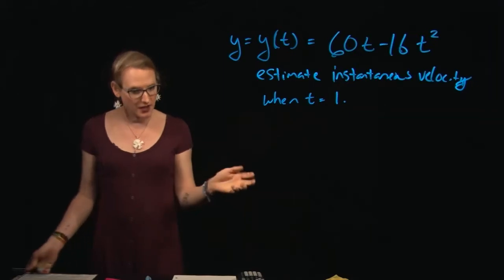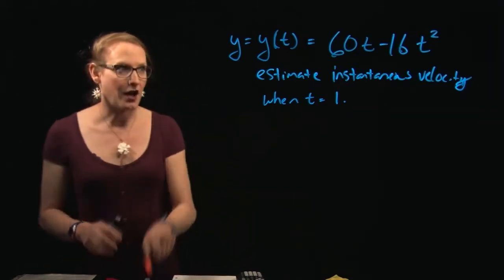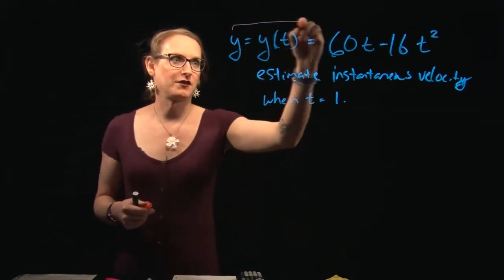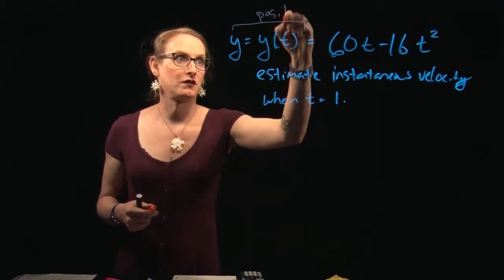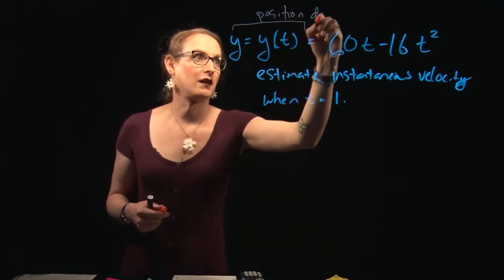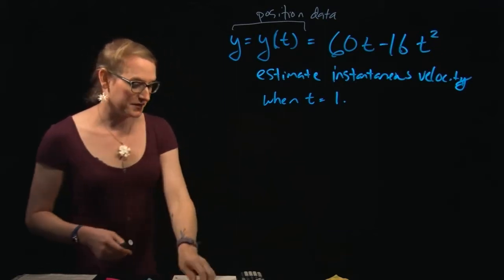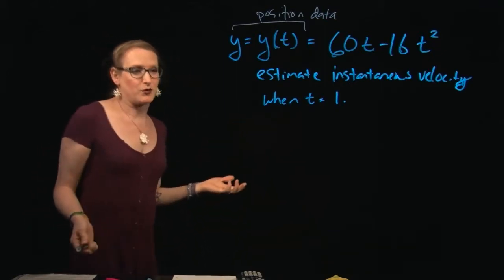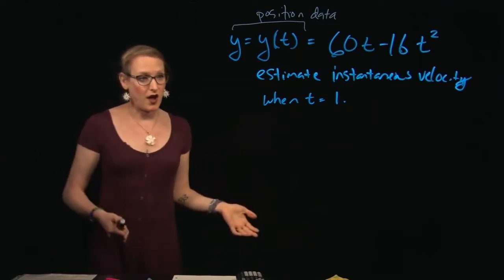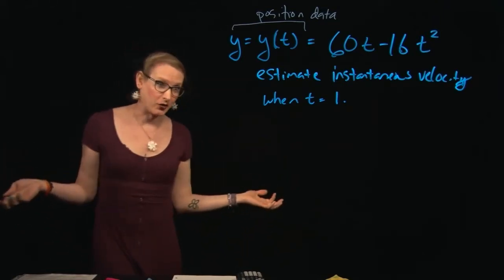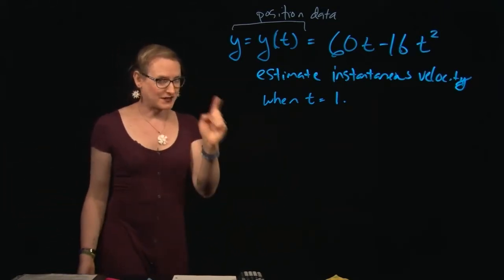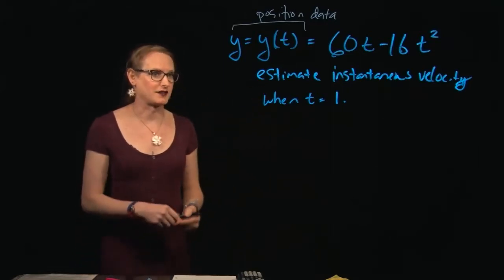So we have position data about the object. This right here is position data. And given position, it seems really reasonable to request, well, we know where something was, how fast was it going when it was there? And that's the question of instantaneous velocity.